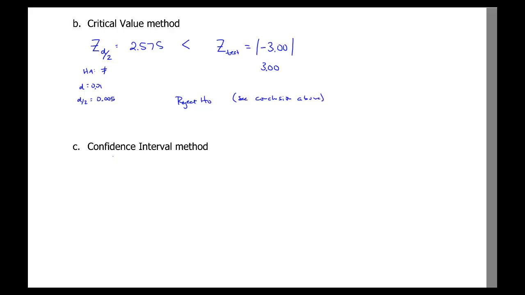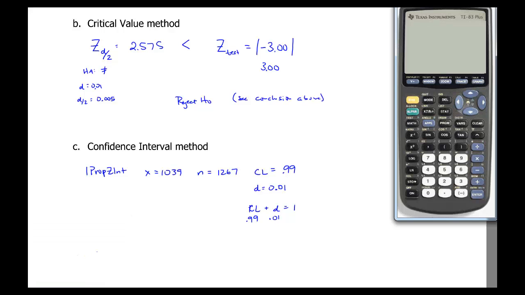Third one, confidence interval. Let's do a confidence interval in the calculator again. So it's a 1 proportion z interval. And the numbers that you'd need to put in are x, n, and the confidence level. They gave us alpha of 0.01. If you need a confidence level, they have to add up to 1. So if alpha is 0.01, the confidence level we're going to use is 0.99. So let's plug those into the calculator.